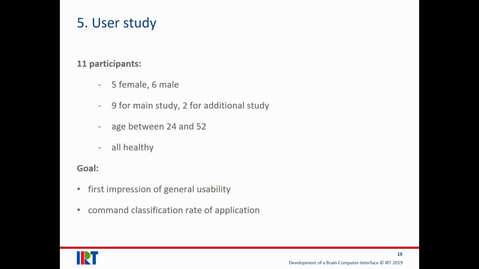After the prototype was running, we also conducted a small user study. In total, there were 11 people participating, 5 female and 6 male. We did sort of 2 studies, one main study and one small additional study. For the main study we had 9 participants, and for the additional one we had 2. The age of the participants was between 24 and 52, and all of them were healthy. Unfortunately, it was not possible to do the user study with people from the target group because the implementation was in a too early stage, and since this was all done for the bachelor thesis, there was just not enough time.